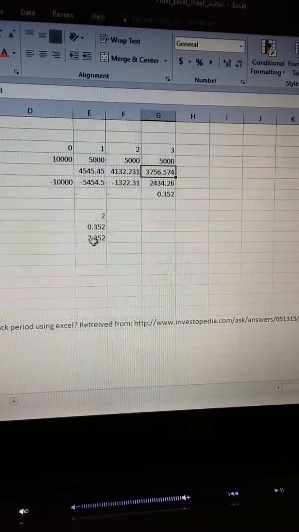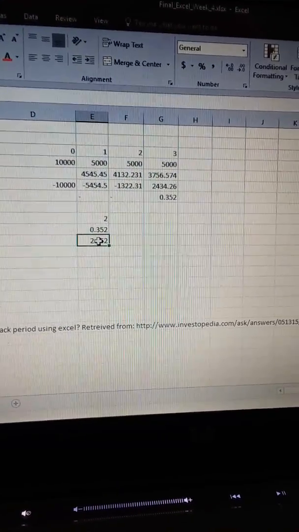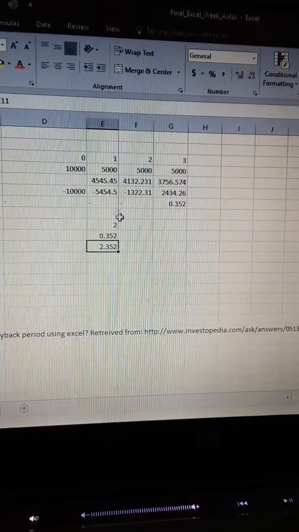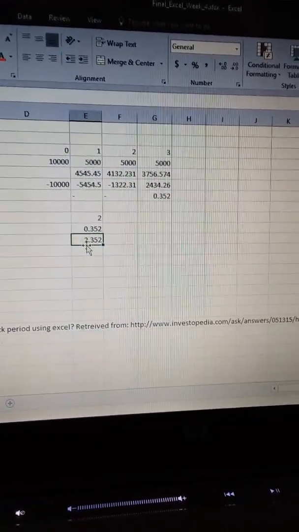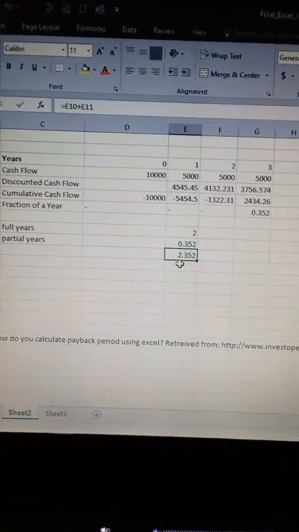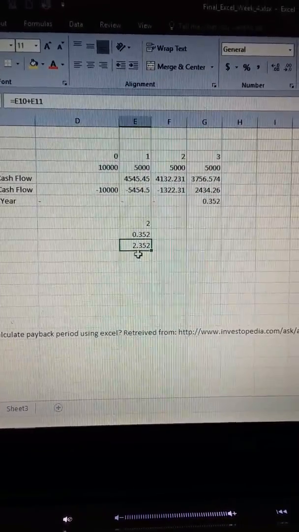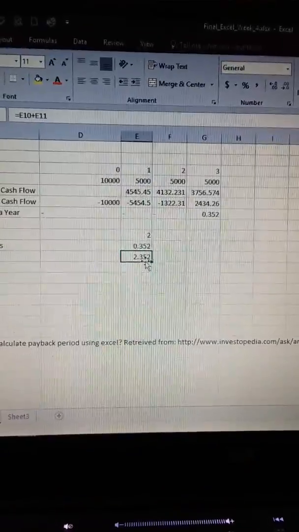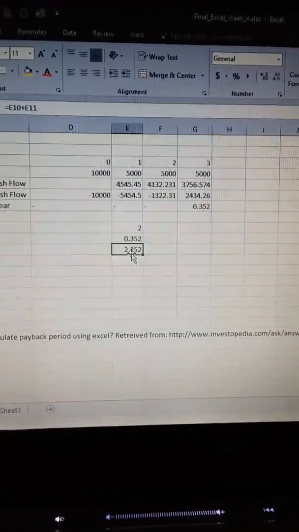So according to your payback period, just adding those two together, the E10 and E11, which would be our partial years and full years, and the payback method, this particular project A would be 2.352 years in order to pay that project back.